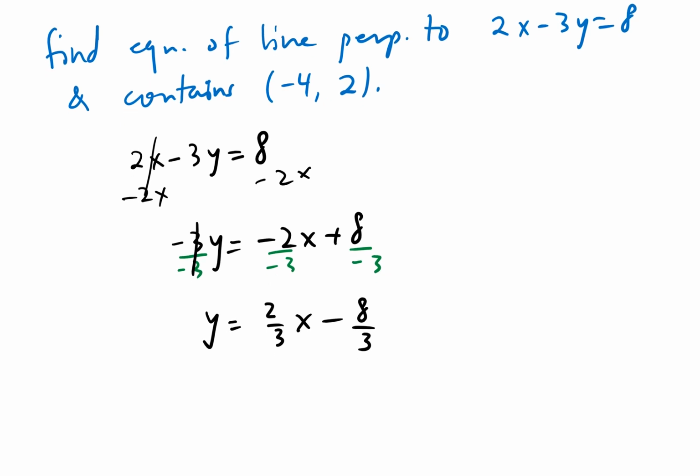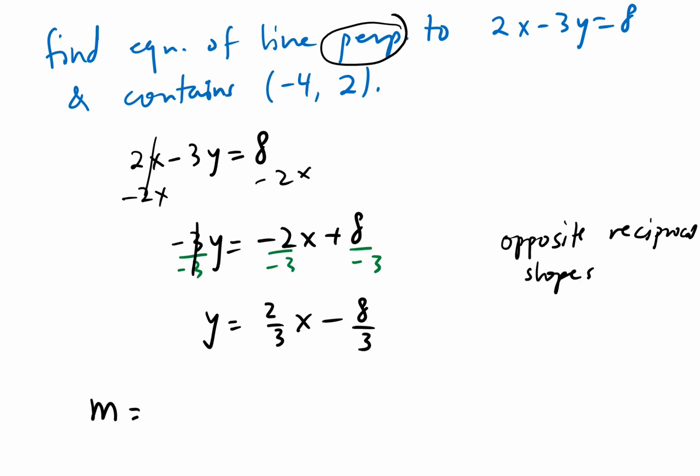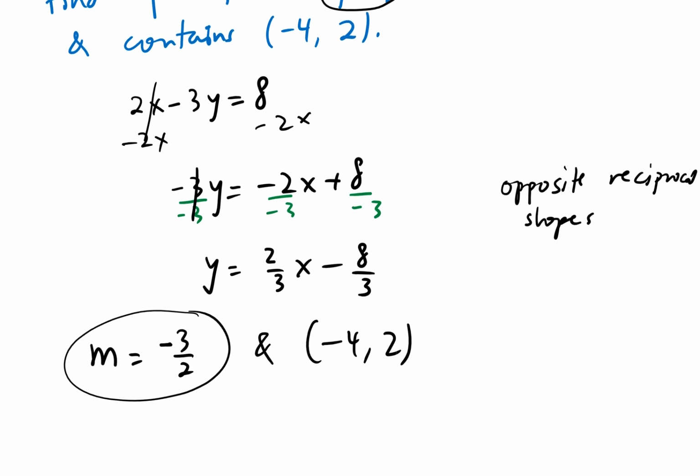But they said it's perpendicular to the line I'm looking for. Two lines are perpendicular if they have opposite reciprocal slopes. So for the slope I'm looking for, you take the 2/3, flip it and change the sign. If it's negative, make it positive. If it's positive, make it negative. Since it's positive, I make it negative. So that's the slope, and it contains the point negative 4 comma 2.